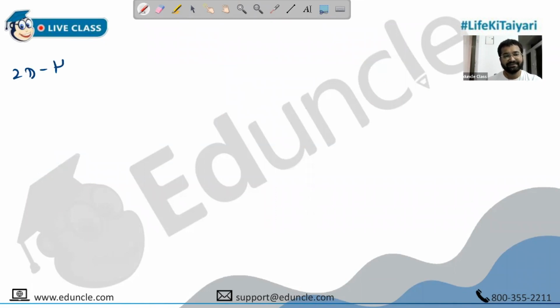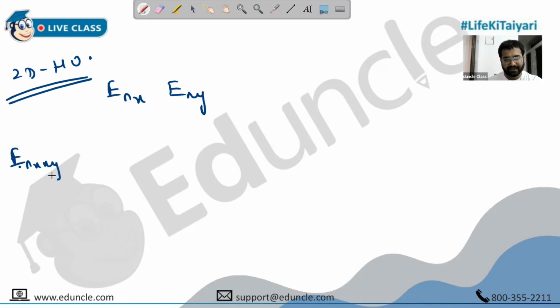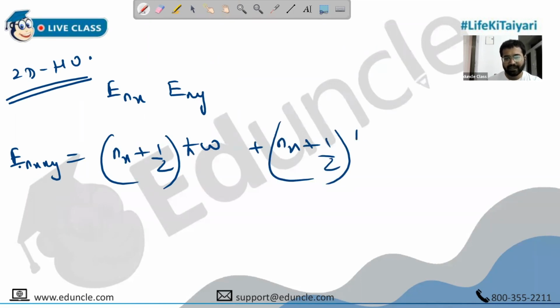2D harmonic oscillator. So now we have got ENX and ENY. So total energy you can write ENX and Y, and it's basically sum of these two. So that's NX plus half h cut omega plus NY plus half h cut omega.